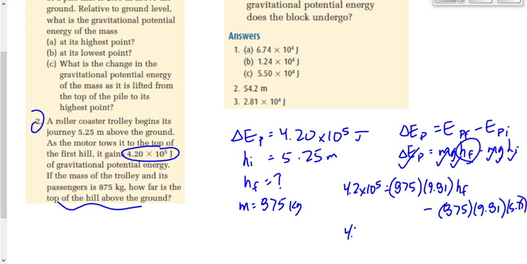Let's simplify this a little bit here. 4.2 times 10 to the 5 equals 875 times 9.81, which is 8583.75 hf minus 45064.7. Let's take the 45 over by subtracting, or sorry, by adding, I should say.